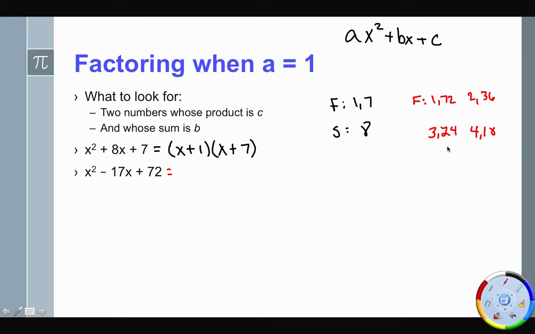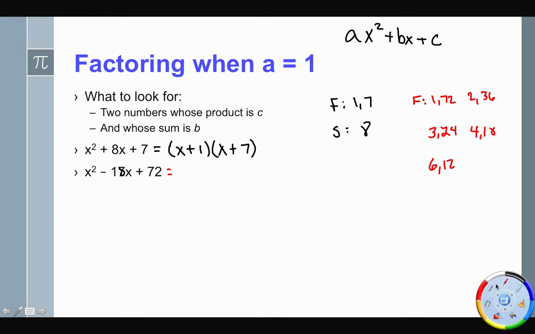And 4 and 18 make 21, so that doesn't work. And if we went to a 6 and 12, I'm pretty sure that I made a typo on this. Let's make this an 18, because I'm pretty sure that's what it was supposed to be. I'm realizing this shouldn't factor now. Okay, let's make that an 18.